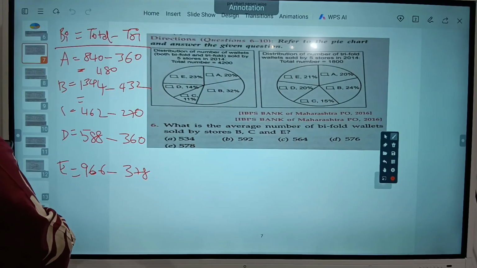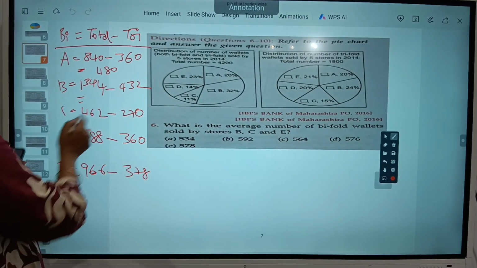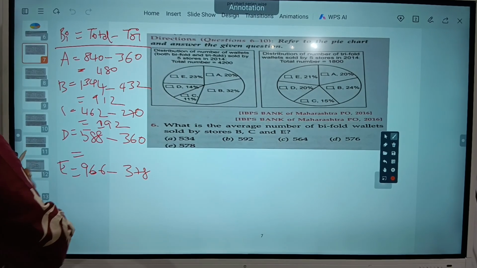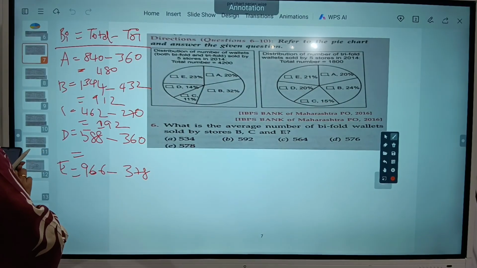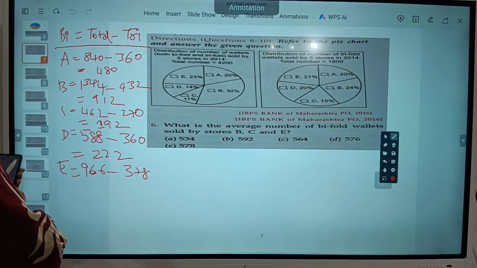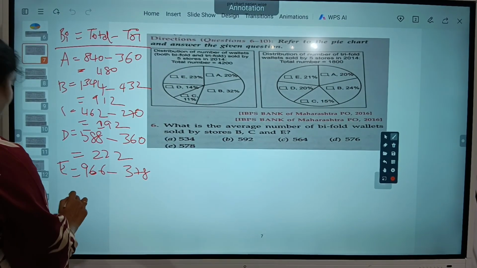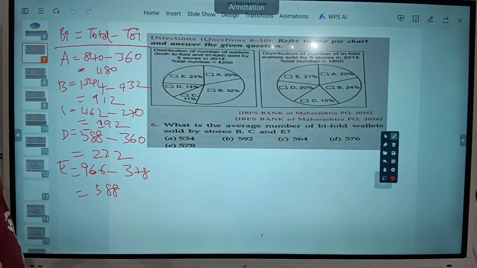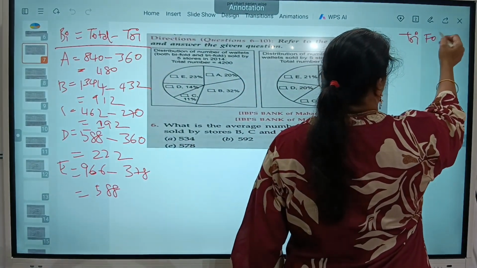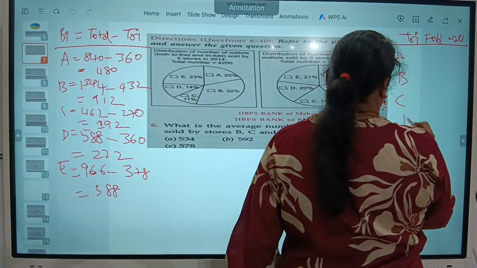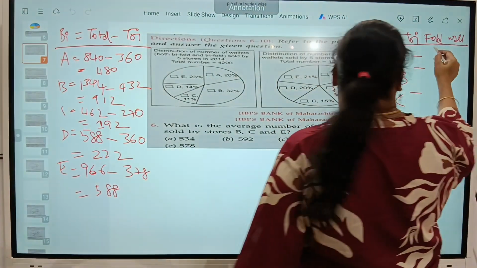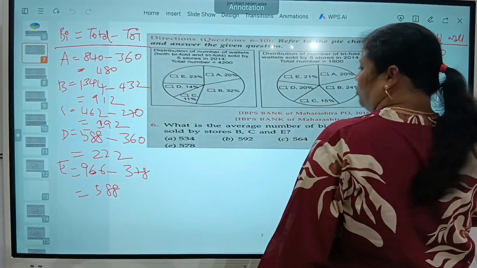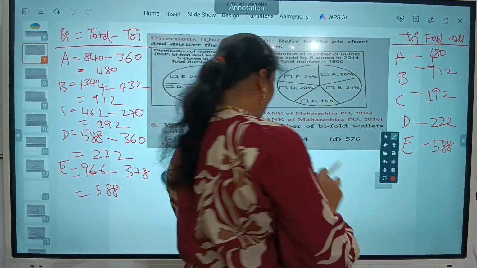480. 912. 192. 222. 588. Now you will note down the trifold values separately also, to avoid confusion while solving the questions. Trifold wallets in each store, A, B, C, D, E. So in A we got how much? 480. B 912. C 192. D 222. E 588. Now again we note down these values also.